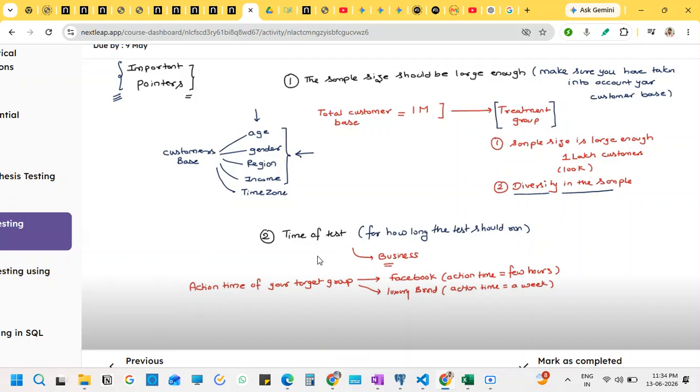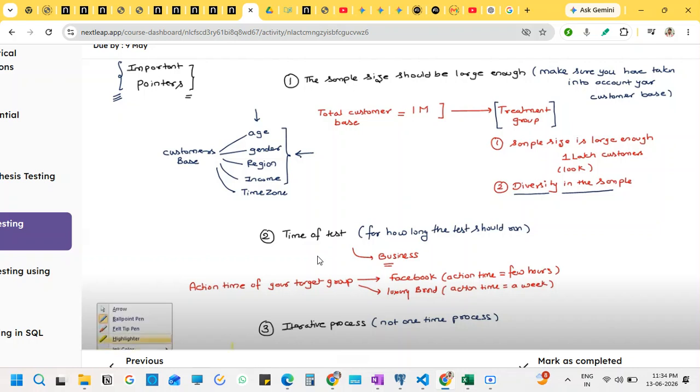Now the third important parameter is the iterative process. Remember one thing, A/B testing is not a one-time process. It's an iterative process. Let's say you have performed A/B testing for a duration of 2 weeks, and you were not able to find any variation. So your A/B testing failed to show any variation.